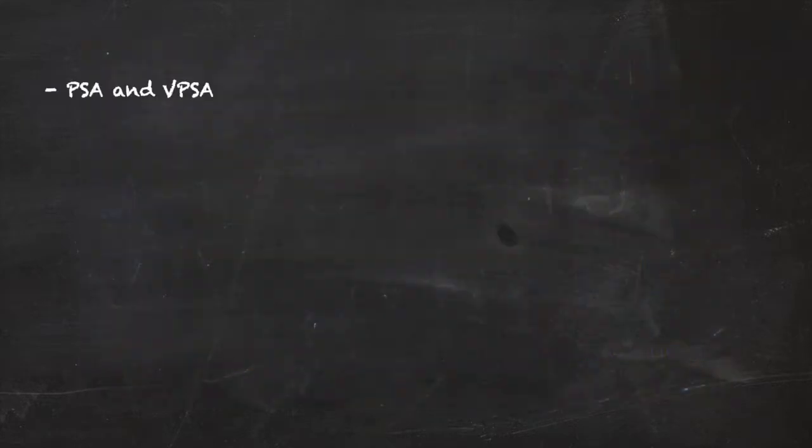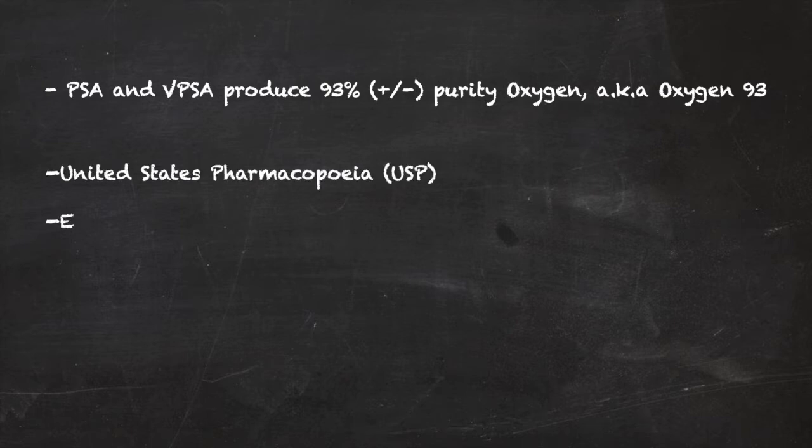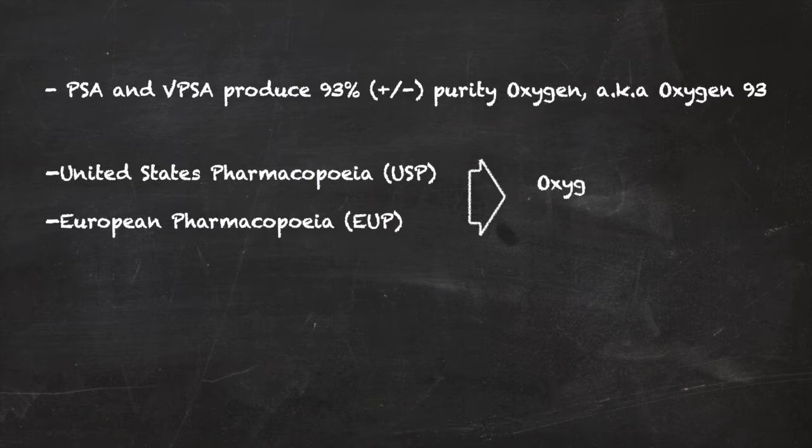Most of the industrial machines and processes will produce an oxygen of around 93% purity, give or take a few percent, which is otherwise known as oxygen 93 in many operations. As such, in accordance with the United States Pharmacopoeia and the European Pharmacopoeia, oxygen 93 is the standard for the majority of the oxygen concentrators that use the molecular sieve process.